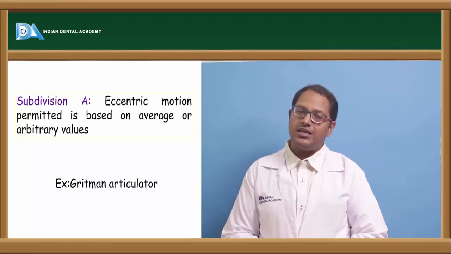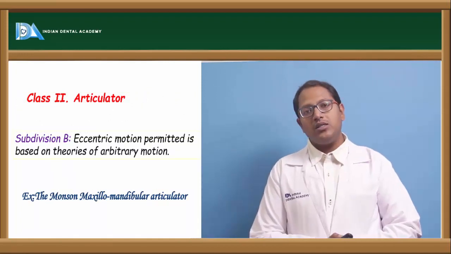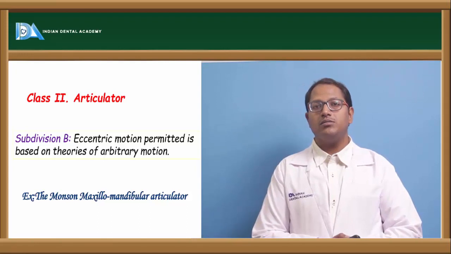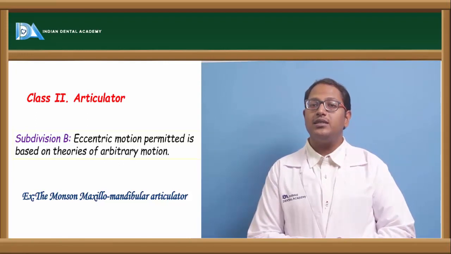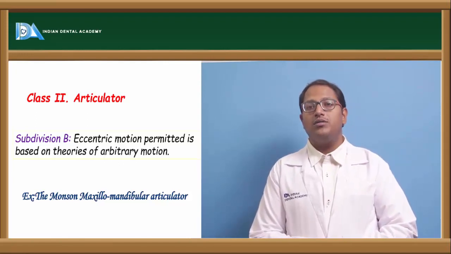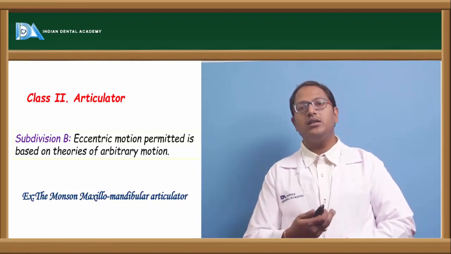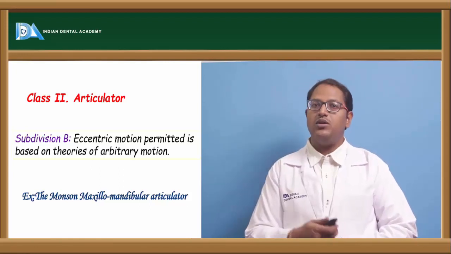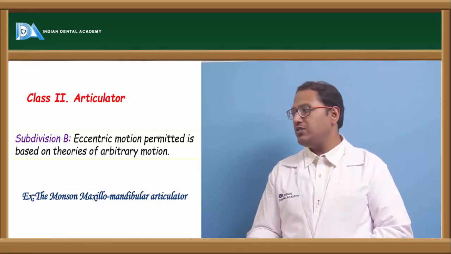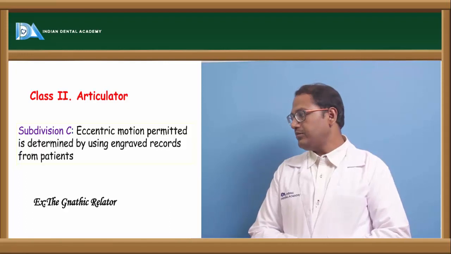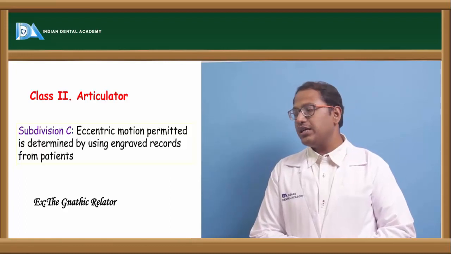So the Gritman articulator is an example of this kind of articulator. Subdivision B also used assumed values, but then Monson came into the picture. Monson gave a beautiful theory of occlusion, known as Monson's theory of occlusion. There we have the spherical theory of occlusion and the conical theories of occlusion. All these theories of occlusion were converted further into articulators. So we have the Monson articulator, a spherical articulator, and a conical articulator based on the theories of occlusion.